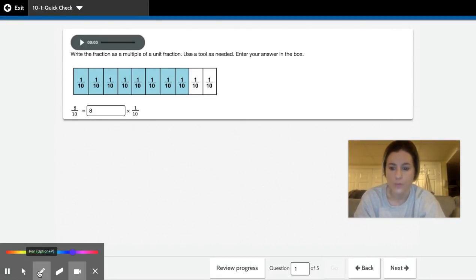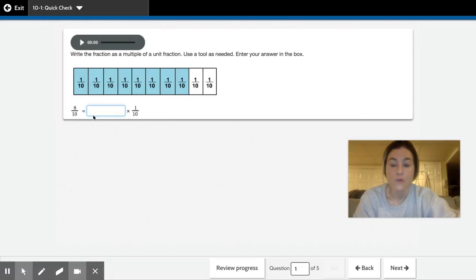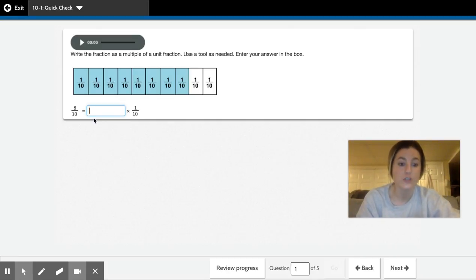So we have our first question that says, write the fraction as a multiple of a unit fraction. Use the tool as needed. Remember, when we do multiples, like multiples of 4, it's the numbers that we skip count by. So 4, 8, 12, 16. Those are all multiples of 4.